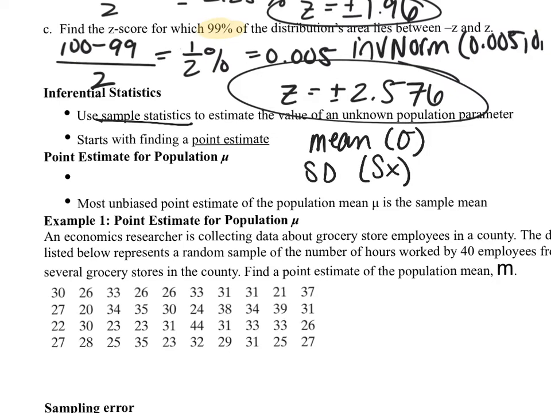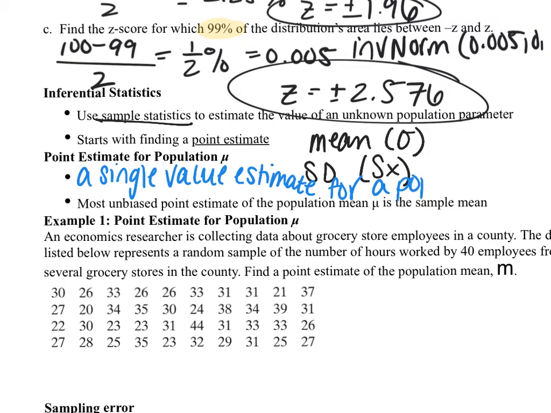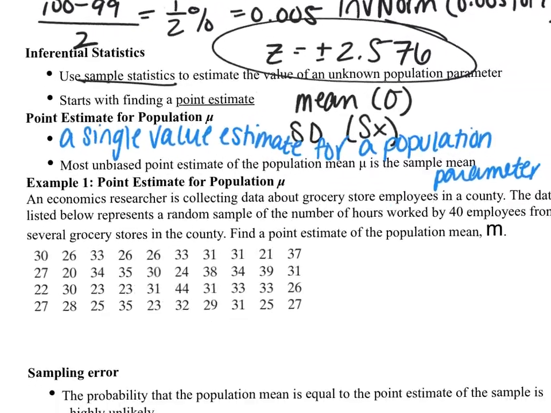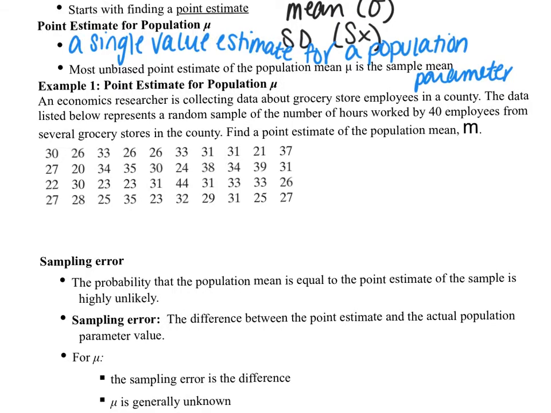Okay. Now, the first thing we need to do is it starts with finding a point estimate. So the point estimate for a population mu is a single value estimate for a population parameter. So essentially, we're going to estimate either the mean or the standard deviation of an entire population just by using what we know about a specific sample. Okay, so let's take a look at example 1, finding the point estimate for population mu.